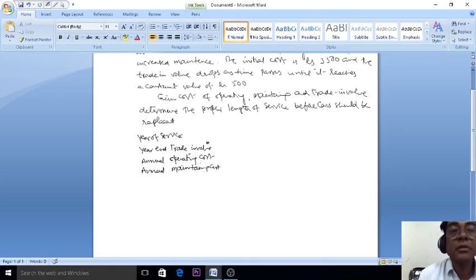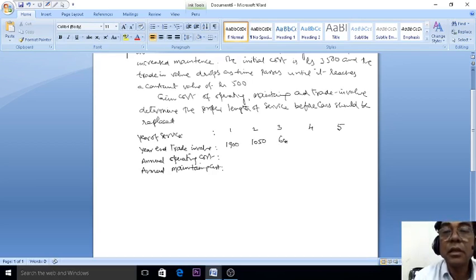Maintenance cost. So the values are given like this. Four values, here up to 5 years: 1, 2, 3, 4, 5. The resale value at year end: 1900, 1050, 600, 500, 500.